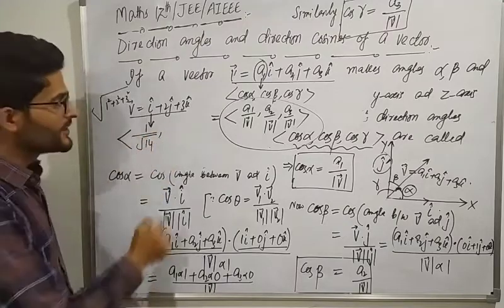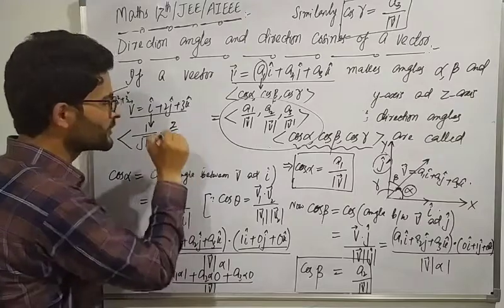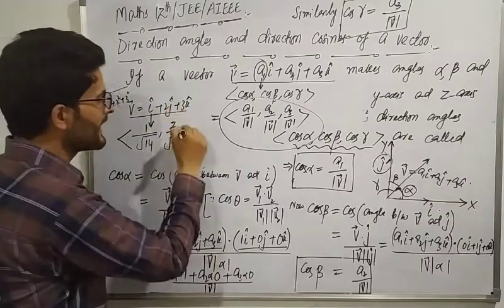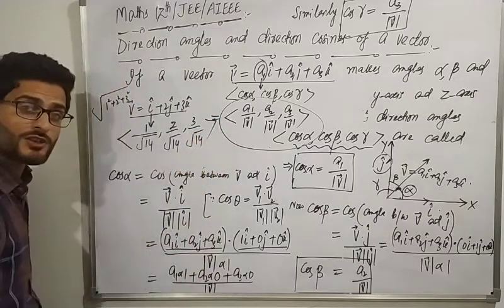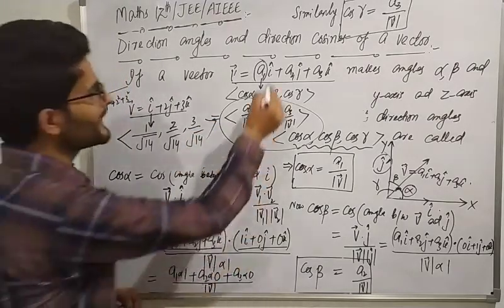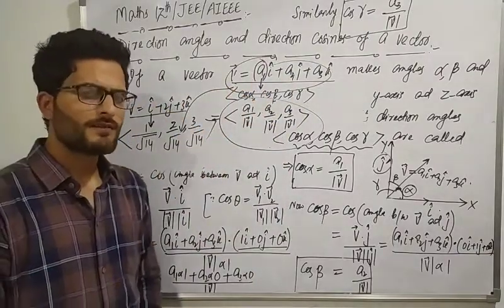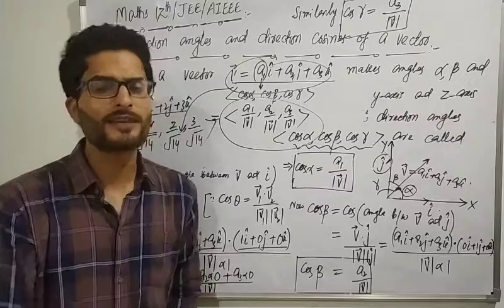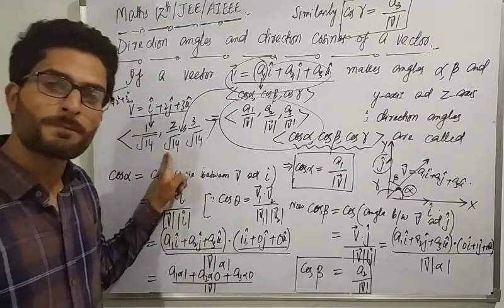The first direction cosine. What will the second be? 2 divided by square root of 14, the second direction cosine. And what will the third be? 3 divided by square root of 14. This will be its third direction cosine. So from the vector v, we can directly locate its direction cosines without even seeing its direction angles. Without direction angles we can find its direction cosines.